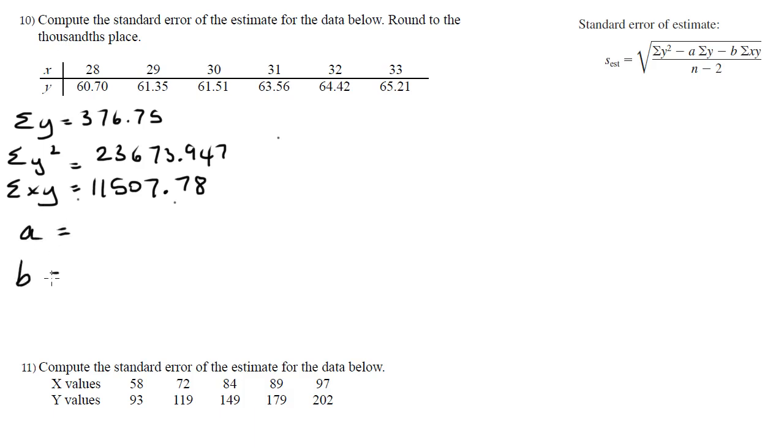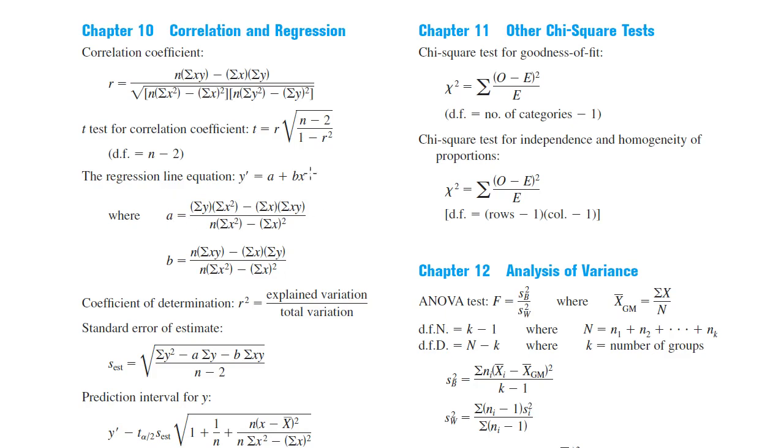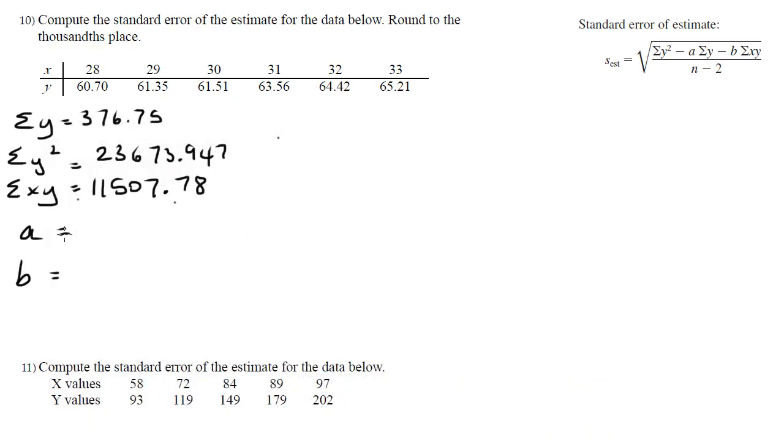I need A. I need B. Now again, you've got to be careful, right? Because from our formulas, A is the intercept. B, slope. So I'm going to write intercept, because remember, we get different values in our calculator, yeah?